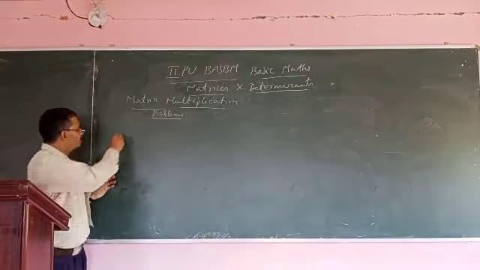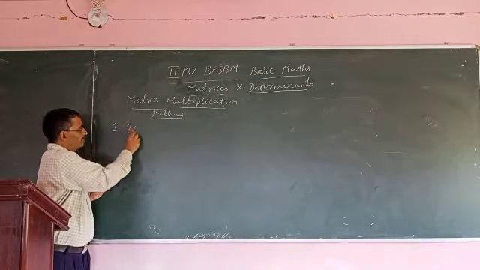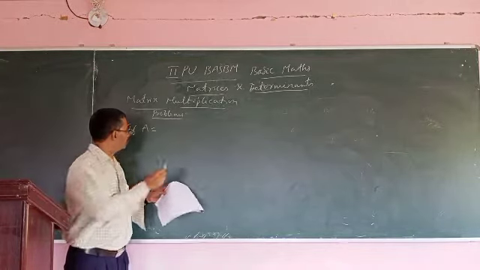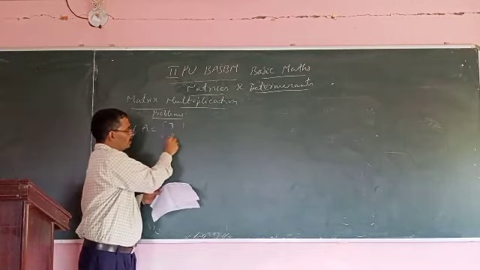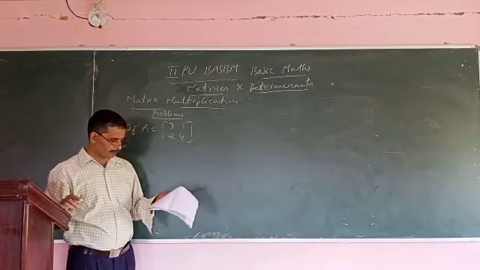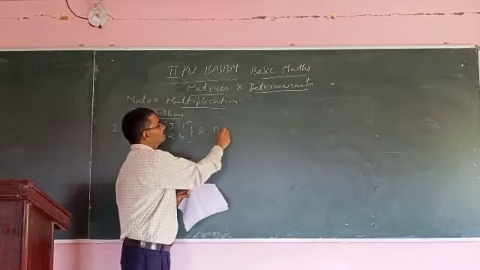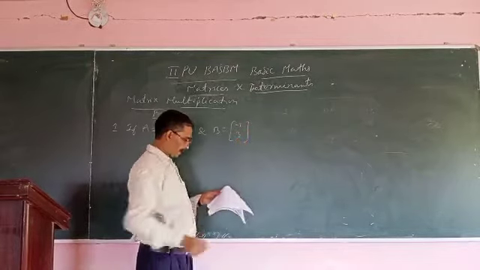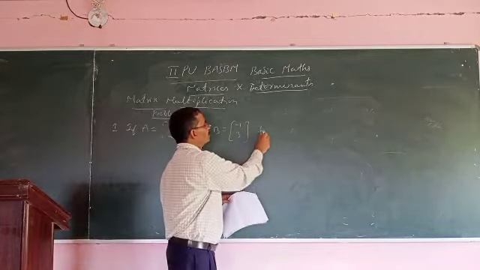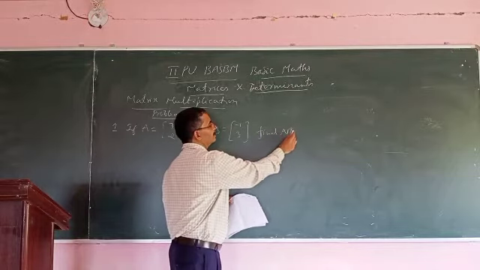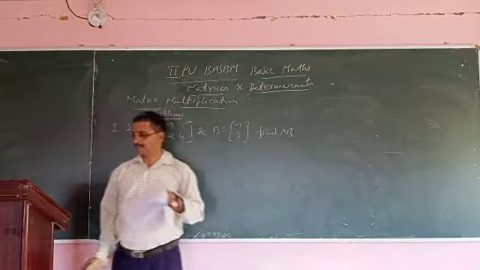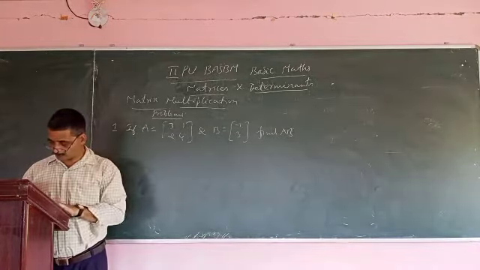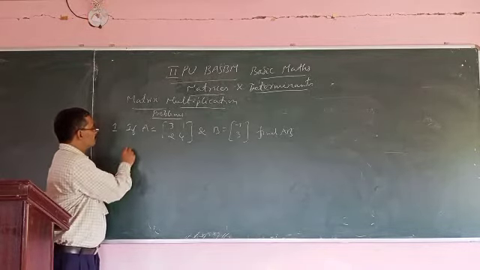First one: if matrix A equal to 3 1 2 4, and B equal to minus 1 3, find the product AB. So if A equal to 3 1 2 4, B equal to minus 1 3, find AB. So what is the answer?